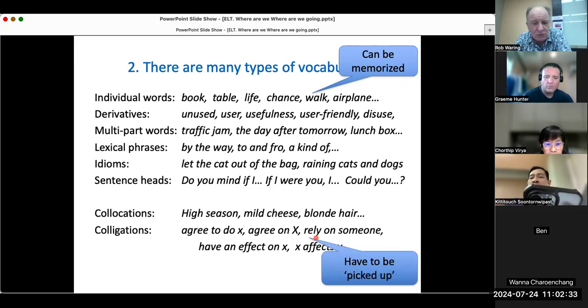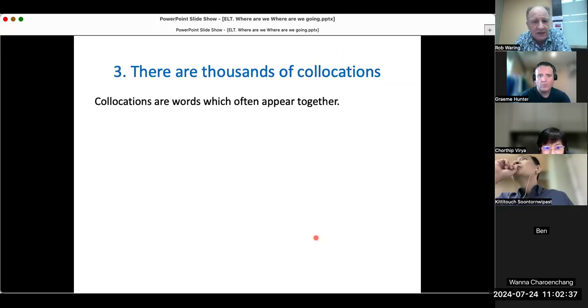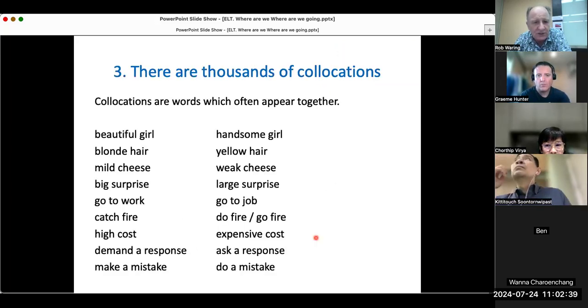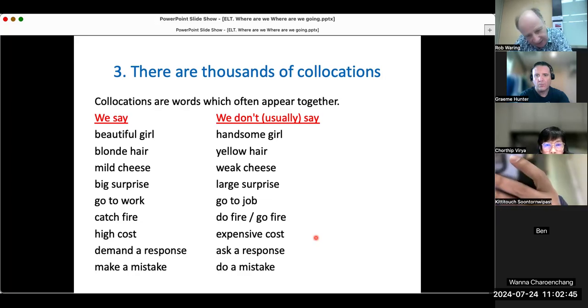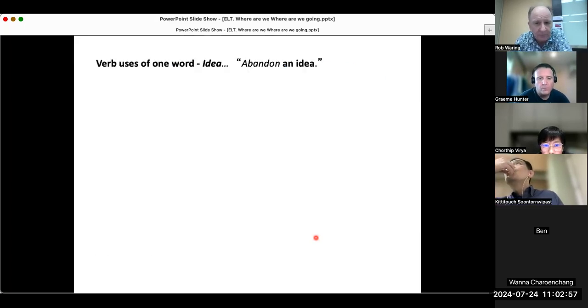So because there's too many of them, these often have to be picked up from exposure. The next thing is there are thousands of collocations. So as you know, we say the things on the left. We don't usually say the things on the right. You can say them, but if you want to be an advanced level of learner, you need to learn the collocations. So it's more than just learning the word meaning itself. It's also learning the partners. So how many are there? How many different collocations are there?